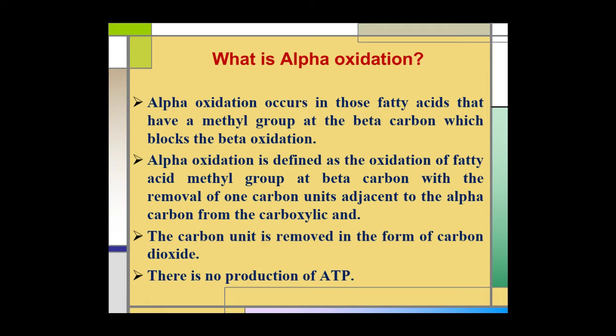Alpha oxidation occurs in those fatty acids that have a methyl group at the beta carbon, which blocks beta oxidation. Alpha oxidation is defined as the oxidation of a fatty acid with a methyl group at the beta carbon, with the removal of one carbon unit adjacent to the alpha carbon from the carboxylic end. The carbon unit is removed in the form of carbon dioxide and there is no production of ATP.